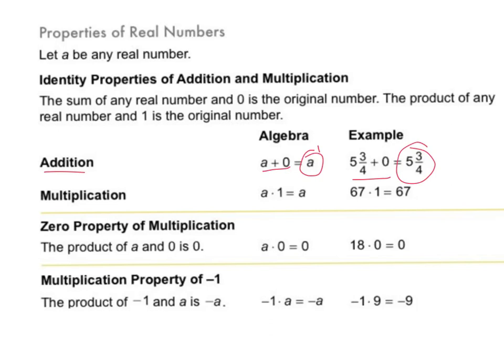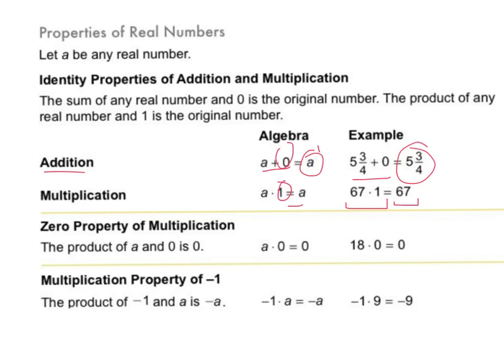Your identity property of multiplication, well, what can you multiply something by and get that same number? Well, you can multiply by 1. So the identity property of multiplication is just multiplying by 1. So 67 times 1 equals 67. Okay? Think back to the addition one too. What can you add to any number to get that same number? 0. So that would be the identity property.